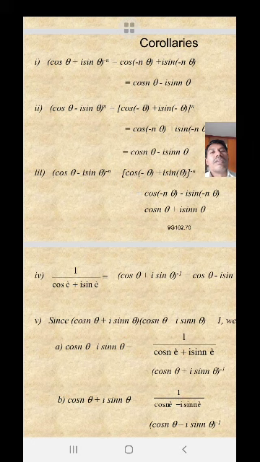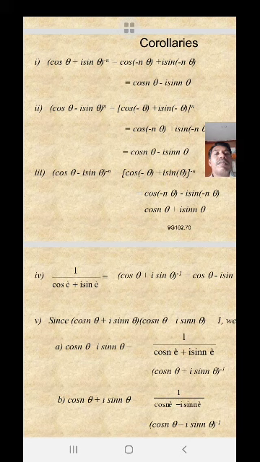So first one, cos theta plus i sin theta whole power minus n equals cos of minus n theta plus i sin of minus n theta. Next, cos n theta minus i sin n theta. Next one, second one. Cos theta minus i sin theta whole power n equals cos of minus theta plus i sin of minus theta whole power n.